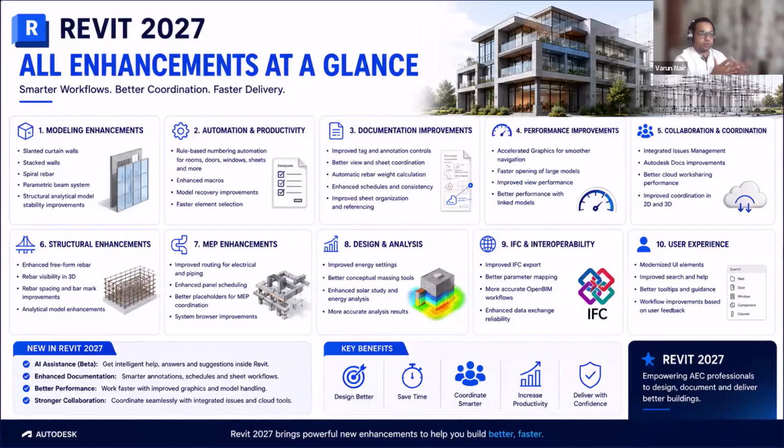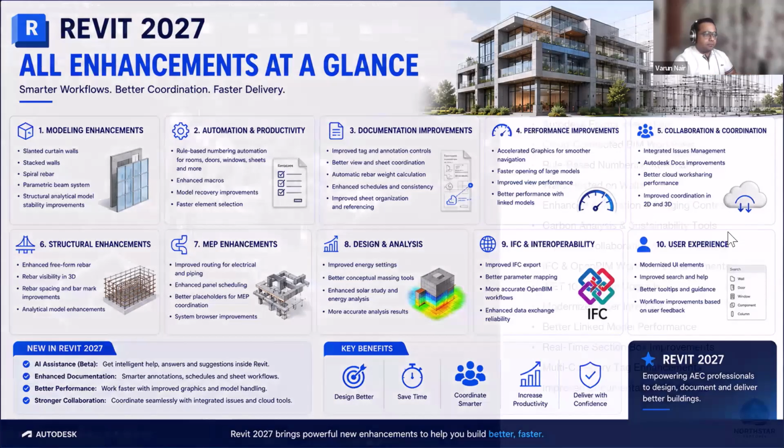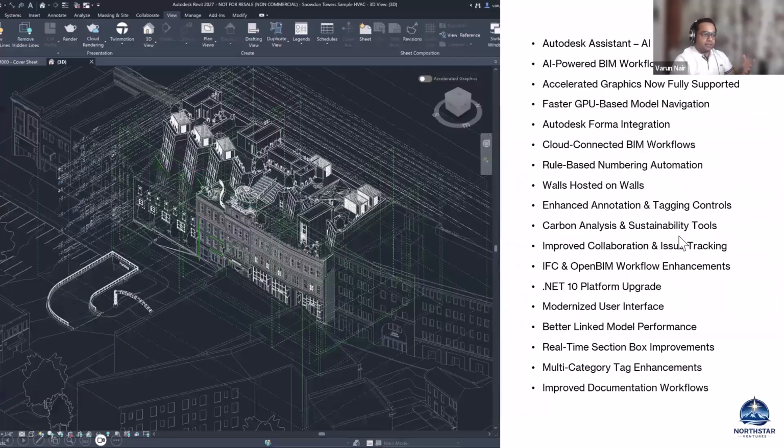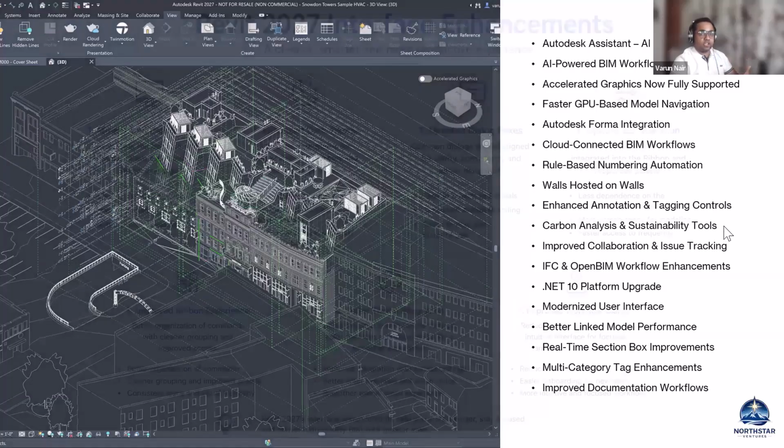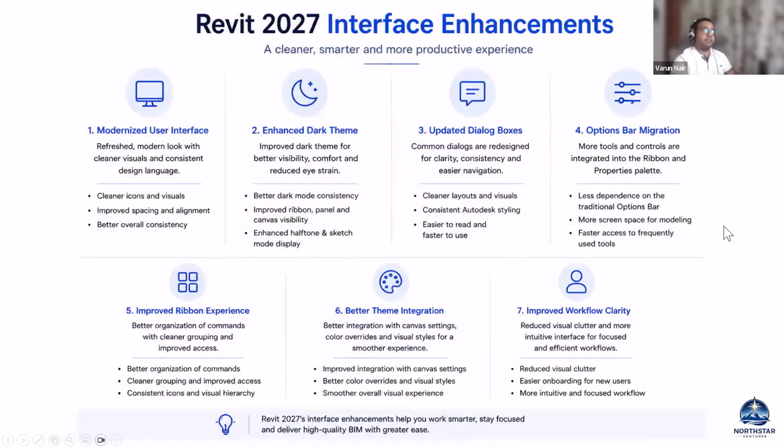So we will explain most of the tools here. All right. So the first thing, these are again the list of the improvements that they have made. So let's move on to the first important change that Revit has brought to the table: the user interface enhancements. That's something that we need to talk about.